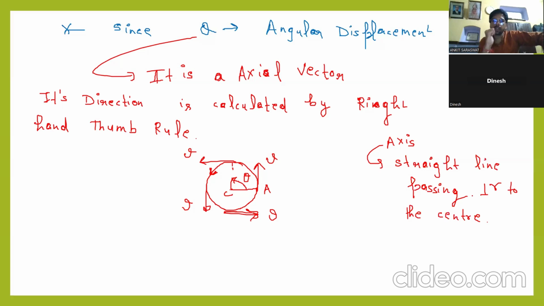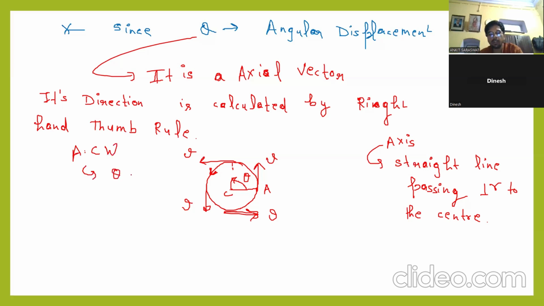Then your thumb is pointing in which direction? Along the axis, outwards. Clear? If the motion is clockwise, then the thumb will be inside. If the motion is anti-clockwise, then theta is along the z-axis, along positive k. If it is clockwise, then theta will be minus k.